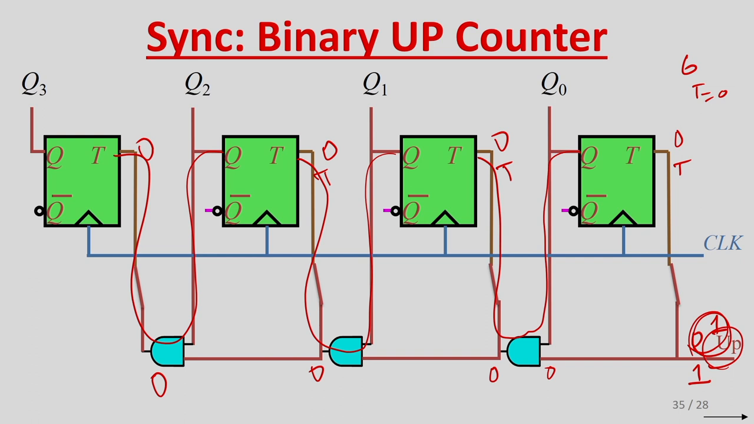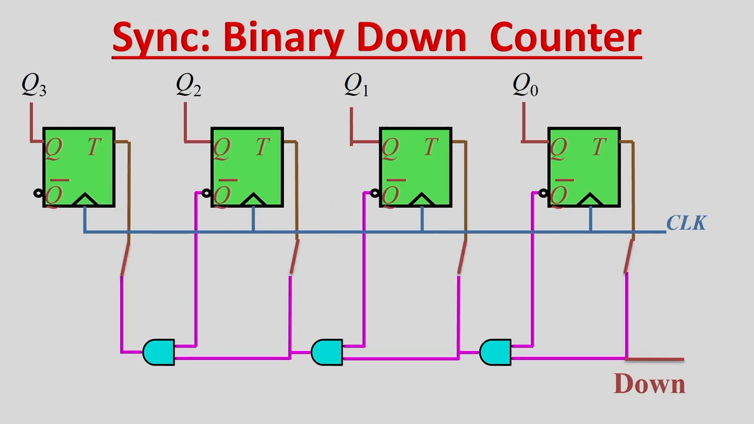So, in this way we can design a controllable up counter. We can also design a down counter: instead of taking from Q, you take from Q dex. Here also, instead of taking from Q, take from Q dex. This is a binary down counter. You can analyze it and see that it can do down counting.